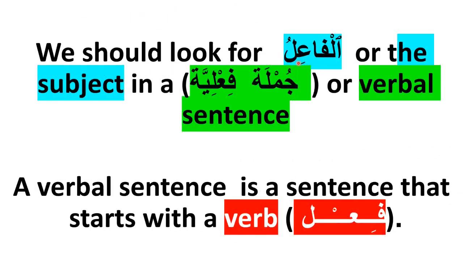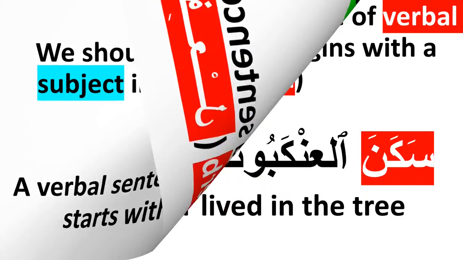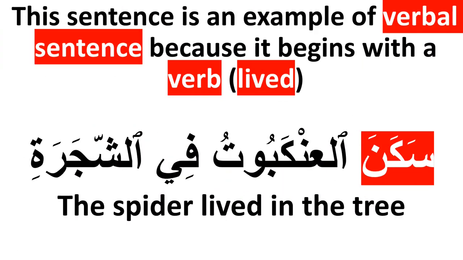We should look for al-fa'il, or the subject, in a jumla fi'liya, or verbal sentence. A verbal sentence is a sentence that starts with a verb, fi'l. This sentence is an example of a verbal sentence because it begins with a verb, sakana, lived. سكن العنكبوت في الشجرة. The spider lived in the tree.